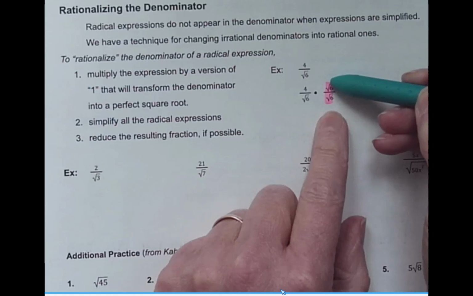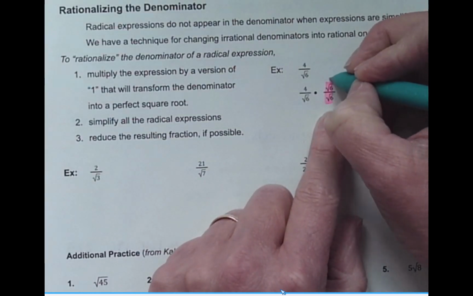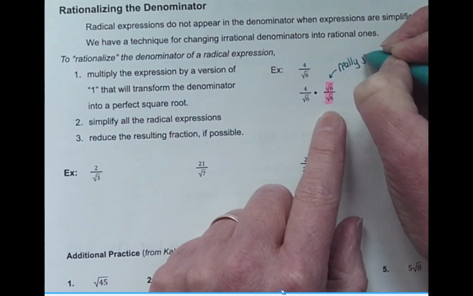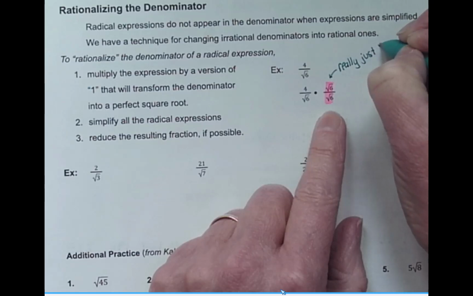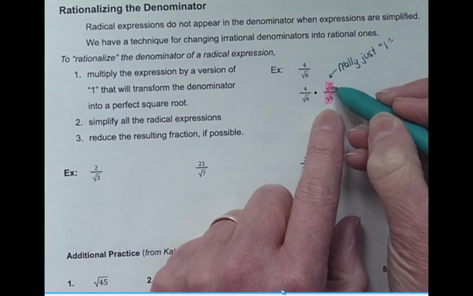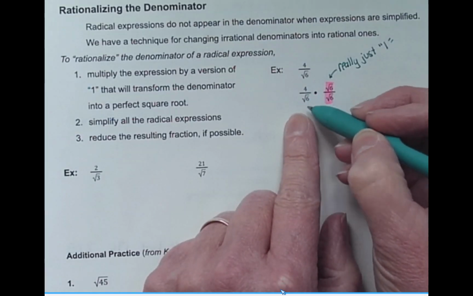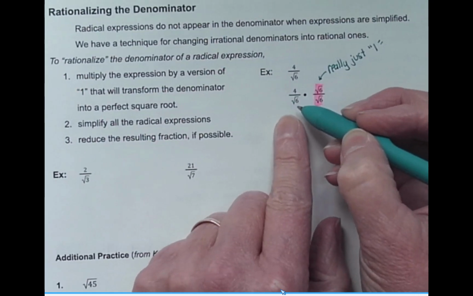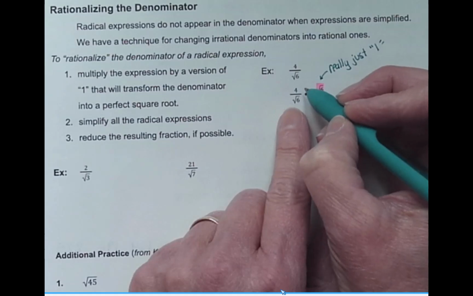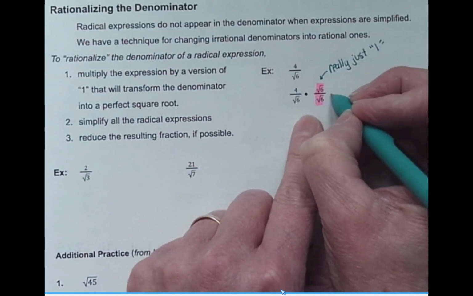I think we can all agree that anything divided by itself is 1. It's really just 1. But the reason I chose to write the square root of 6 over the square root of 6 is because this denominator is the square root of 6. And look what happens when I multiply by a 1 that looks like this.